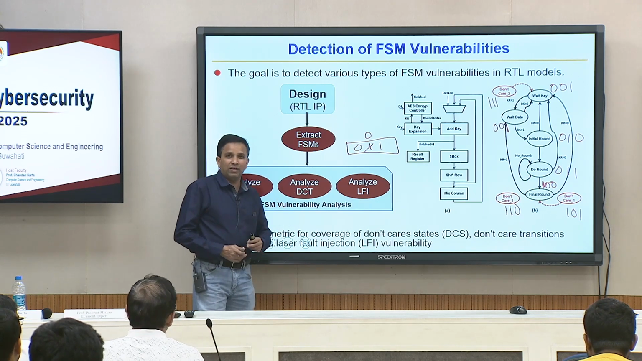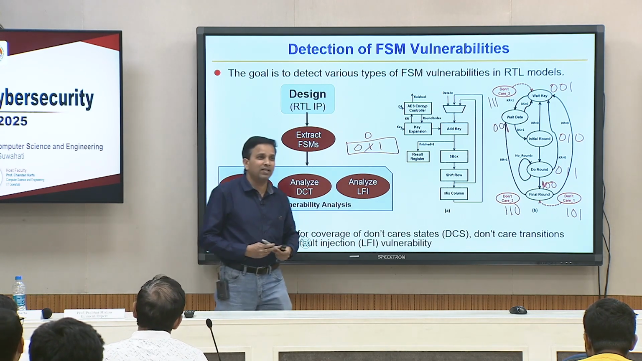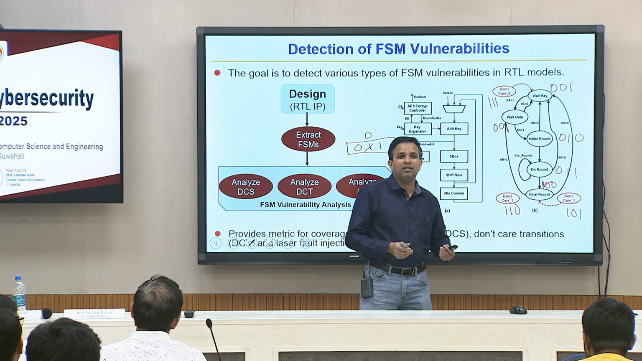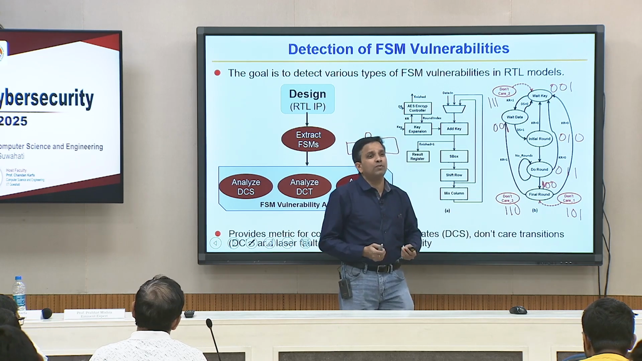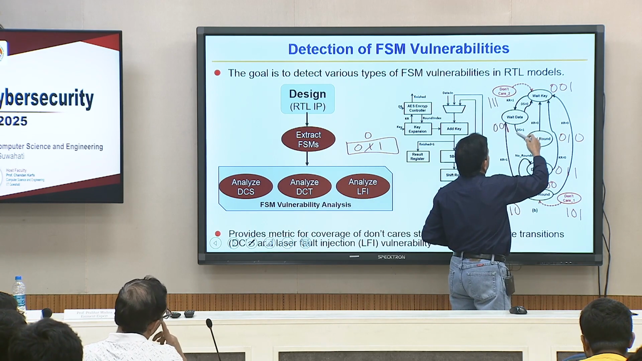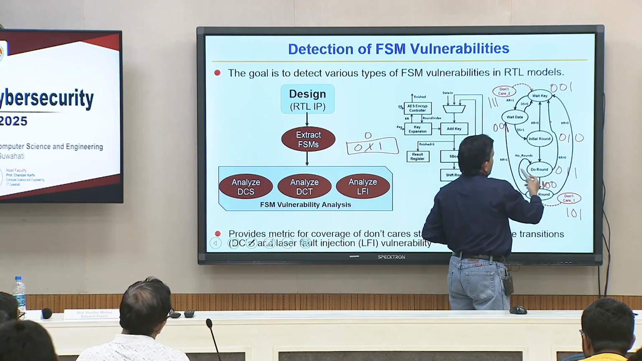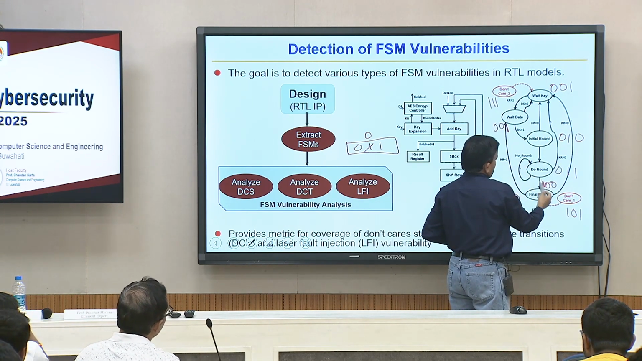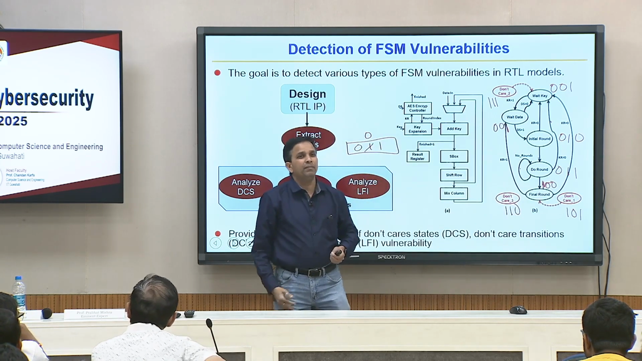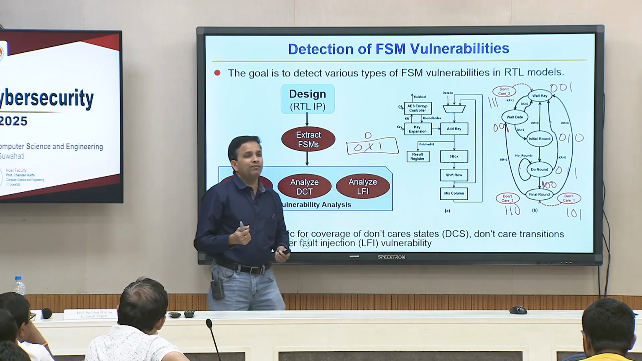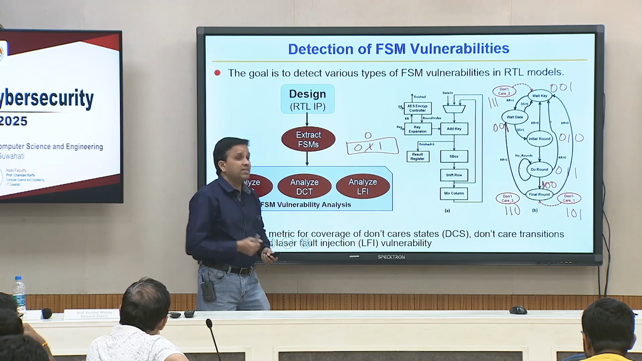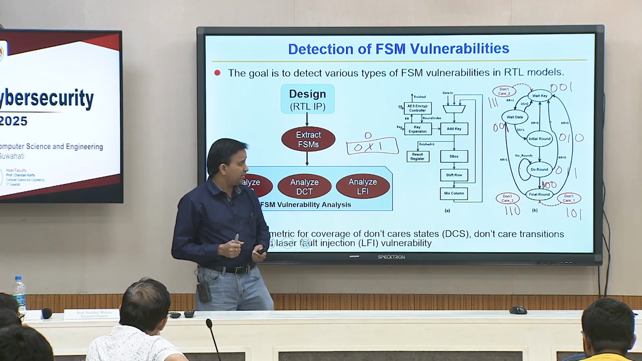If you have 8 states, how many possible transitions are there? N square, right, n square possibilities. So, 64 possible transitions, no matter how you count. Let us count together: 1 2 3 4 5 6 7 8 9 10, a total of 10 transitions you are going to verify. The remaining 54 transitions nobody is going to verify or check, and those transitions are going to happen due to laser fault injection.